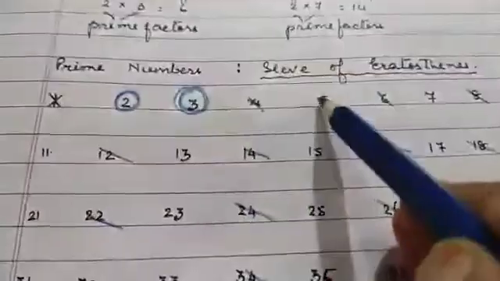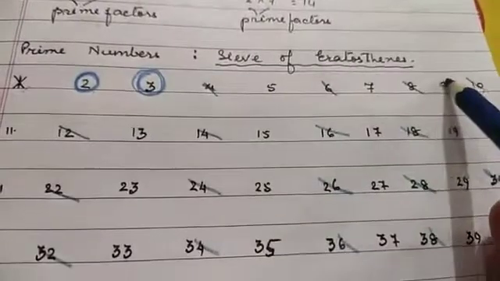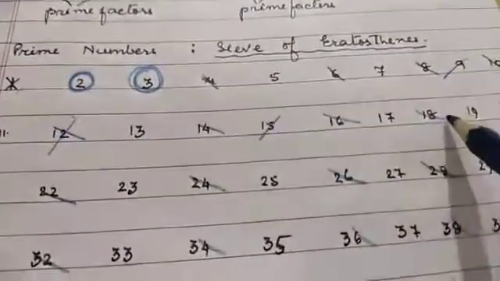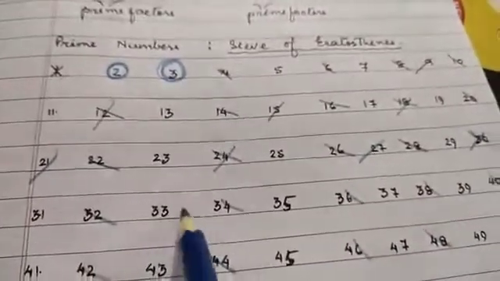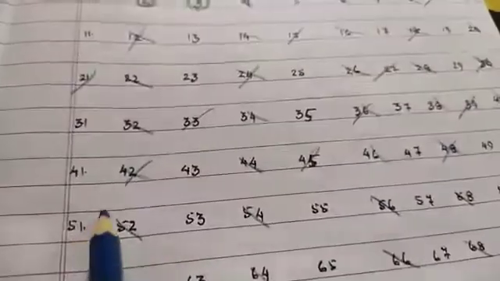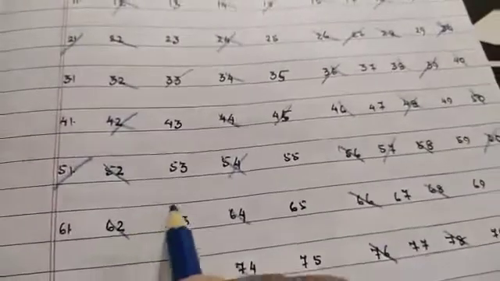Okay, now the next number is 3. So I am going to circle this 3, and then cancel all the multiples of 3. 3, 6, 9, 12, 15, 18, 21, 24, 27, 30, 33, 36, 39, 42, 45, 48, 51, 54, 57, 60, 63, 66, 69, 72, 75, 78, 81, 84, 87, 90, 93, 96, 99. Okay, so I have cut all numbers that are divisible by 3.